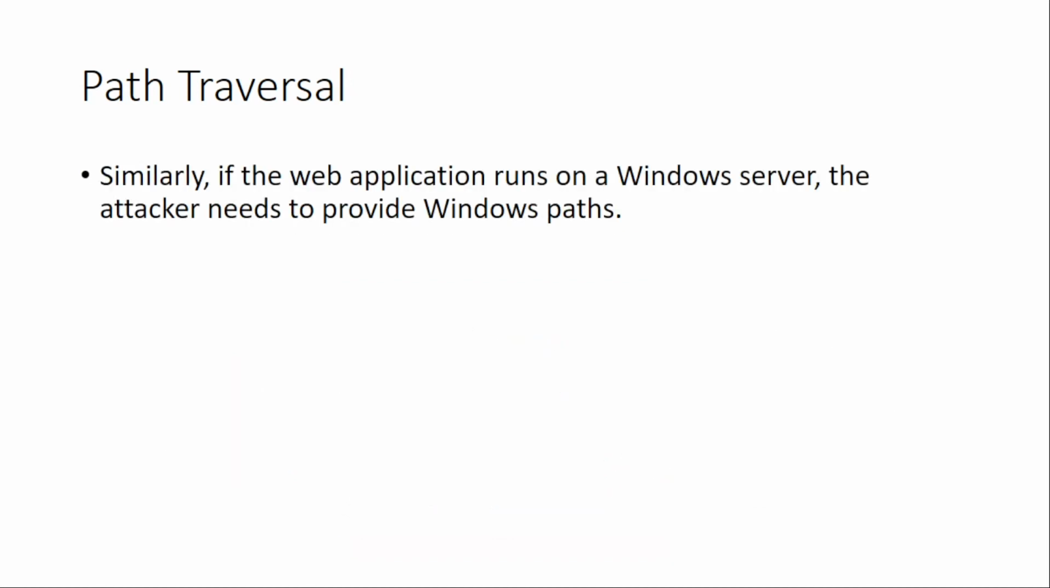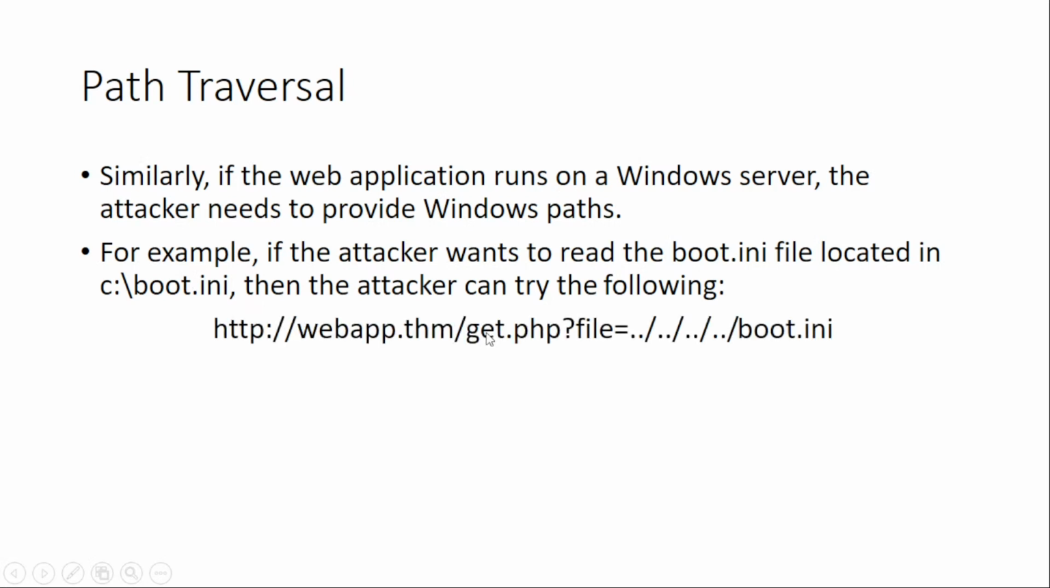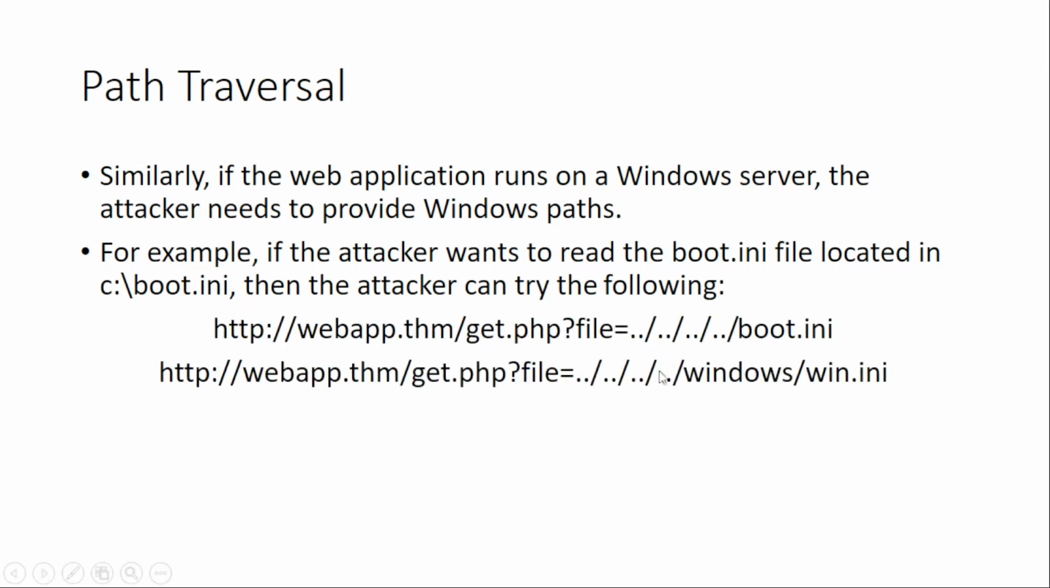Similarly, if the web application runs on a Windows server, the attacker needs to provide Windows paths. For example, if the attacker wants to read the boot.ini file located in this directory here, the attacker can try the following: either put in this or this, depending on the target OS version.